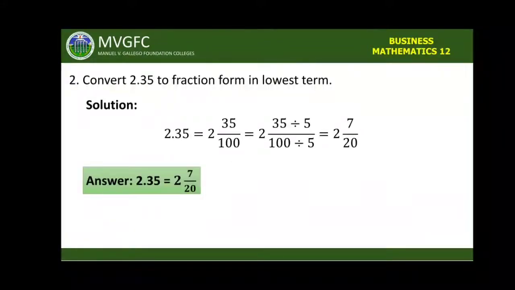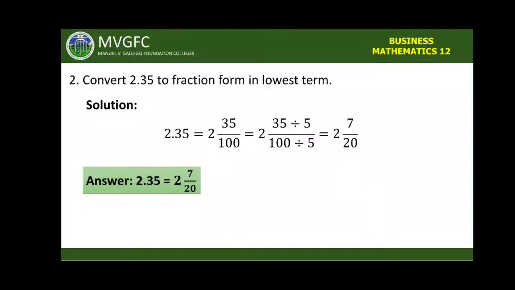Let's take a look at another example. For number 2, we need to convert 2 and 35 hundredths to fraction form in lowest terms. So for our solution, we need to separate the whole number. So we have now the 35 hundredths. Okay, 2 decimal places, meaning to say we need to add 2 zeros. So we have 35 over 100.